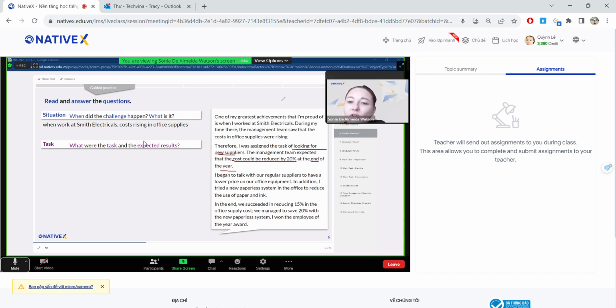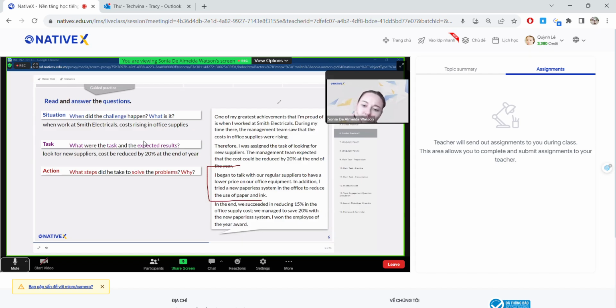So here we can see we got a perfect answer for the T part because we see what the task is and why did you get this task. What does the boss want from your task? They want you to reduce the cost by 20%. Okay, let's look at our action part. Trung, can you read for me paragraph 3?